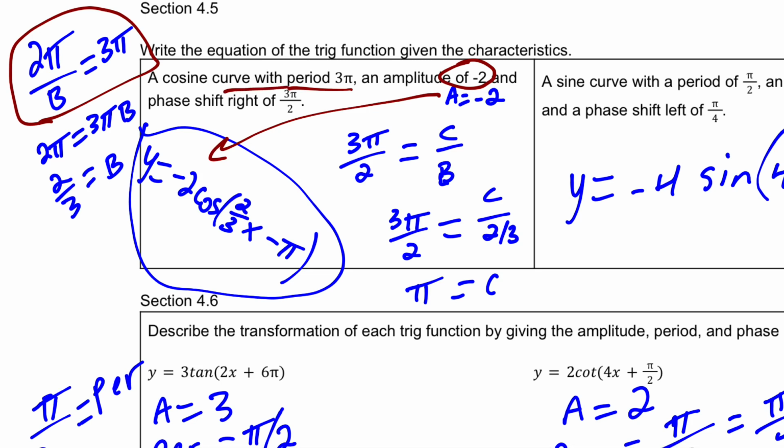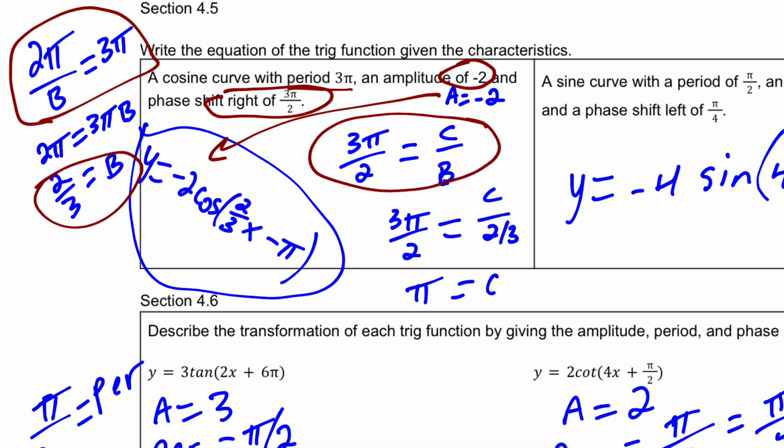And then our phase shift, we're going to use the c over b formula. And we can plug into that what we just calculated for b, and then we can use that to solve for c. And we put it all together, and here's our new function. Y is equal to -2 cosine of 2/3 x minus pi.